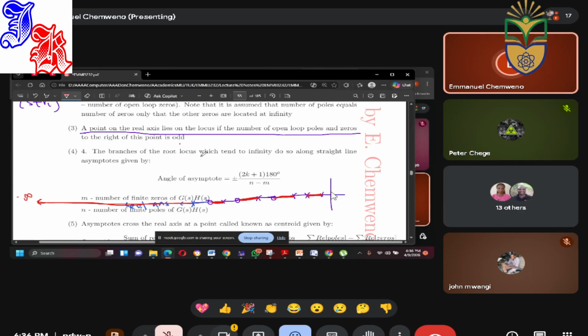The branches of the root locus that tend to infinity do so along straight asymptotes given by this formula. Like, how does it go to infinity? We need to calculate the asymptotes.